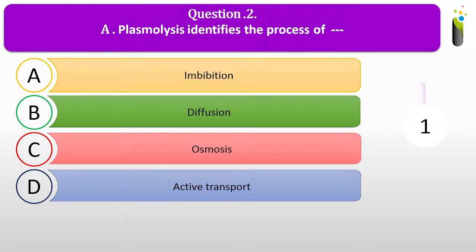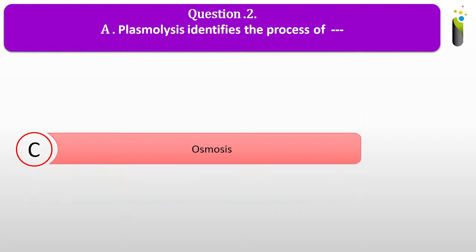Plasmolysis identifies the process of dash. So the correct answer for this is osmosis, because it's nothing but the passage of the fluid from the higher levels to the lower levels. Coming to the next question, number 2B.